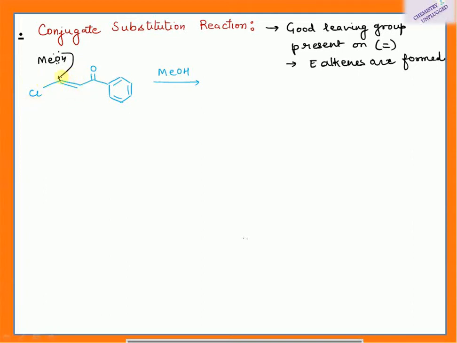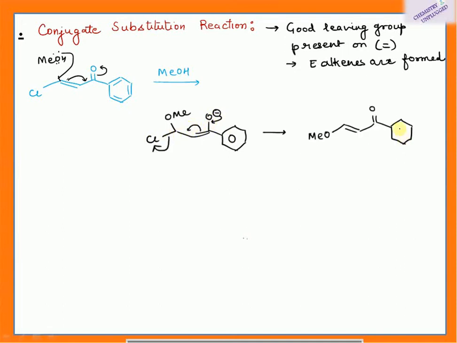Okay, so it will show conjugate addition, it will not show direct addition. Then this bond will shift here and it will shift onto this oxygen. So we have this one as the intermediate. Then this charge will come back, it will shift here and this Cl will be removed. So this will be the final product in which this Cl group is substituted with this methoxy group. So it is a substitution reaction, not an addition reaction.